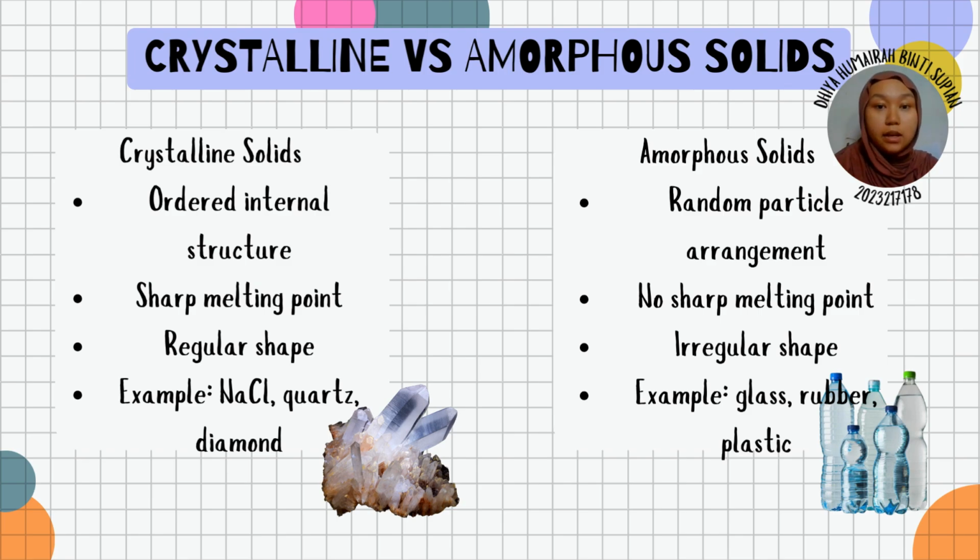On the other hand, amorphous solids are the rebels. Their particles are arranged randomly with no long-range order. Because of this, they do not have a sharp melting point. They gradually soften, their shapes are irregular, and examples include glass, rubber, and plastic. So basically, crystalline solids are organized and precise, while amorphous solids are disordered and flexible.